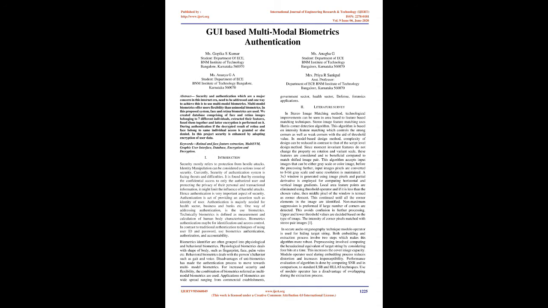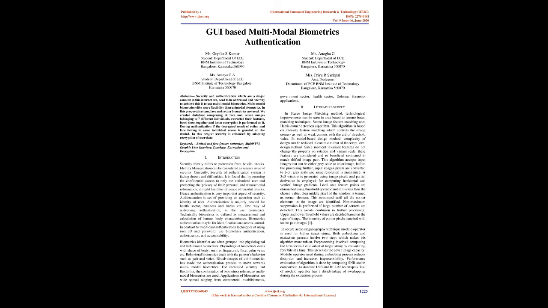Biometric identifiers are often grouped into physiological and behavioral biometrics. Physiological biometrics deals with the shape of the body, such as fingerprint, face, palm veins, etc. Behavioral biometrics deals with the person's behavior, such as gait and voice. Disadvantages of uni-biometrics have made the authentication process move towards multimodal biometrics. For increased security and flexibility, a combination of biometrics, referred to as multimodal biometrics, is used. Applications of biometrics are widespread, ranging from commercial establishments, government sector, health sector, defense, to forensics applications.